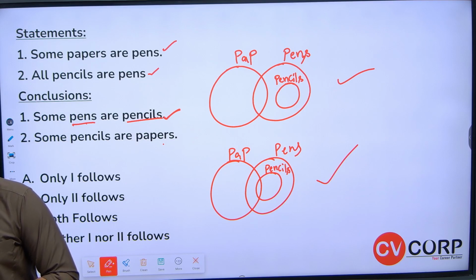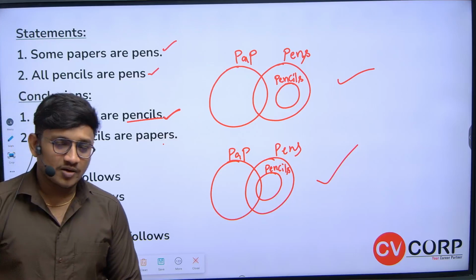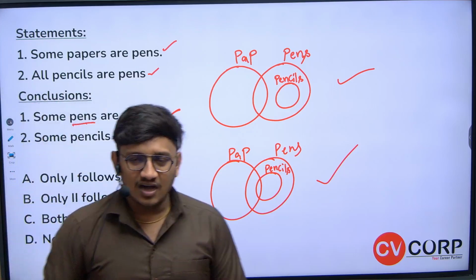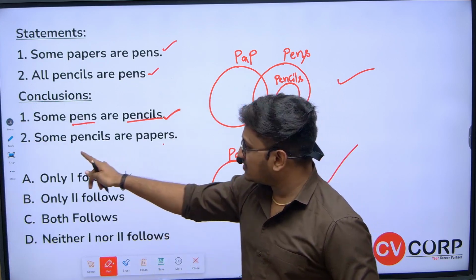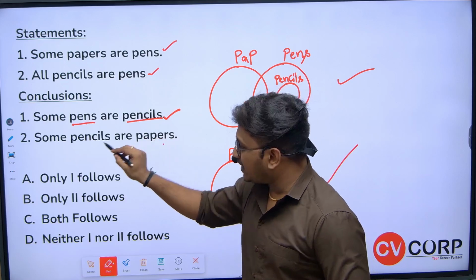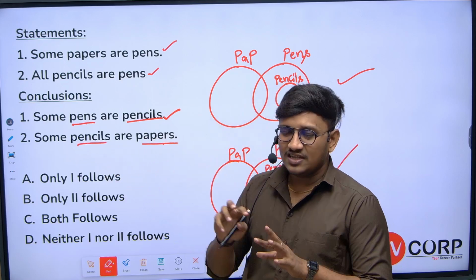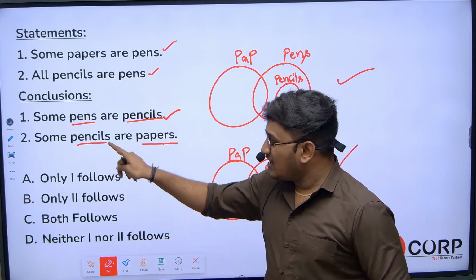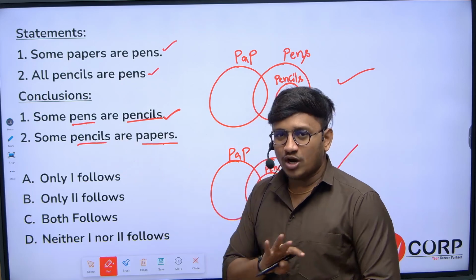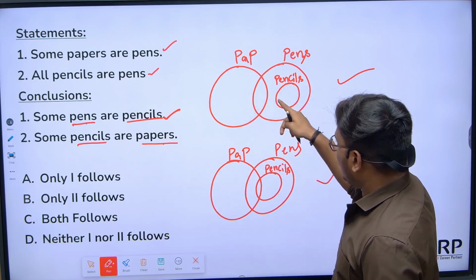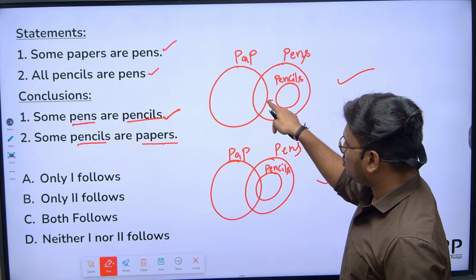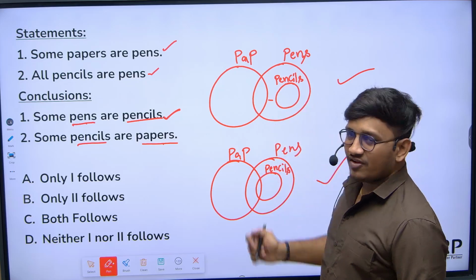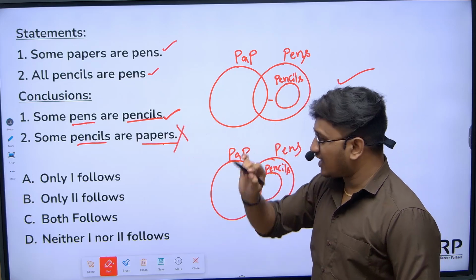Yes, exactly. The second conclusion is wrong, because if you observe the second conclusion, some pencils are papers, right? Some pencils are papers means the pencils and papers circles should touch each other. But if you want to prove it wrong, pencils and papers should not touch. So if you observe pencils and papers here, these two circles are not intersecting. So from this itself, I proved this conclusion is wrong.